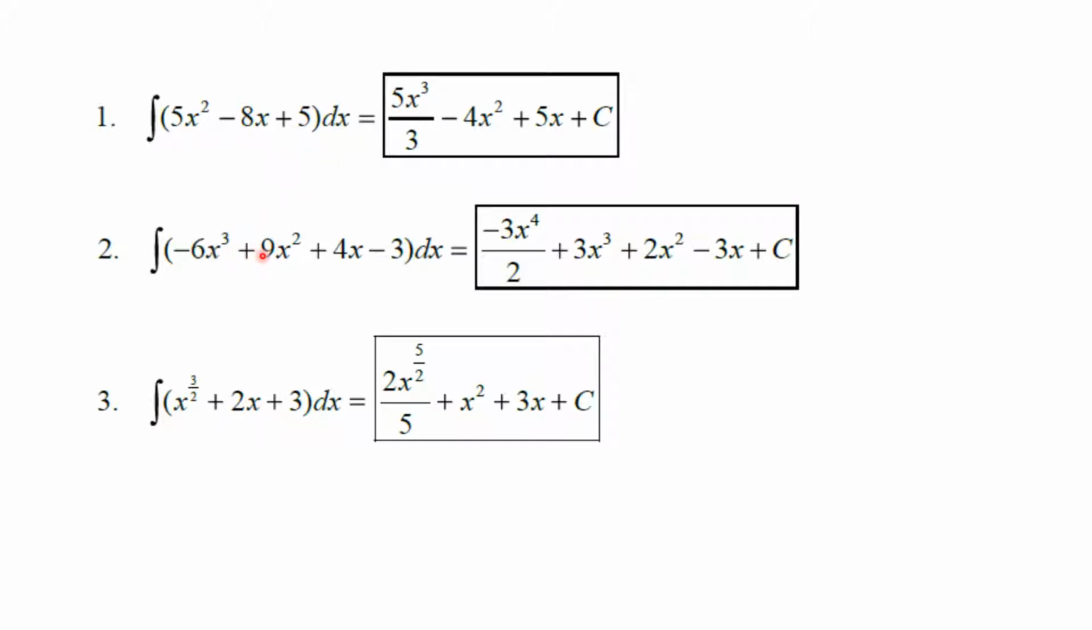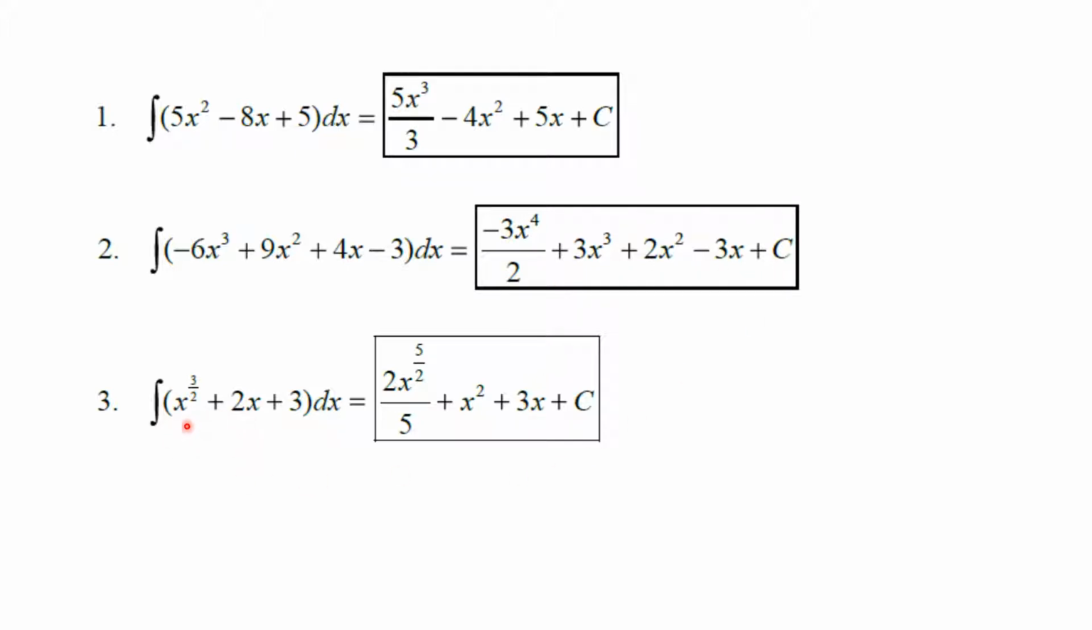Applying similar rules for the next two functions, integrating this function will result in negative 6x power 4 over 4, which can be further simplified to negative 3 over 2 times x power 4. 9x cubed integrates to 3x cubed, plus 4x squared over 2, which can be reduced to 2x squared. Integrating a constant will again give you minus 3x. And don't forget to add a c because this is an indefinite integral.